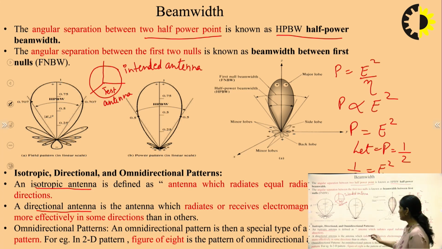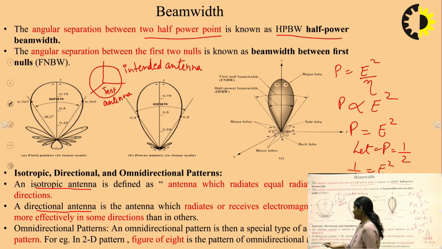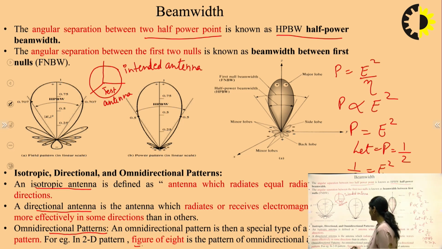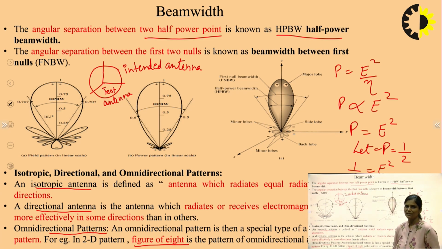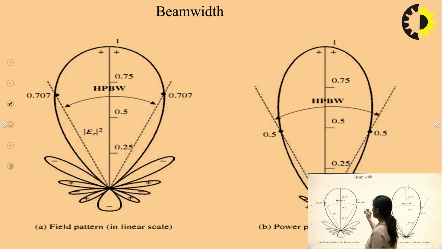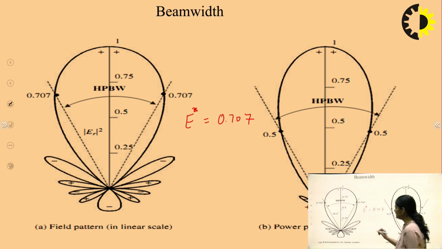Second is the directional antenna. A directional antenna is an antenna which radiates or receives electromagnetic waves more effectively in some directions. And third is the omnidirectional pattern. The omnidirectional pattern is a special type of pattern where, in the 2D pattern, we have a figure of 8 as the pattern of the omnidirectional antenna. So this is the field pattern. Already we have found that E is equal to 0.707.